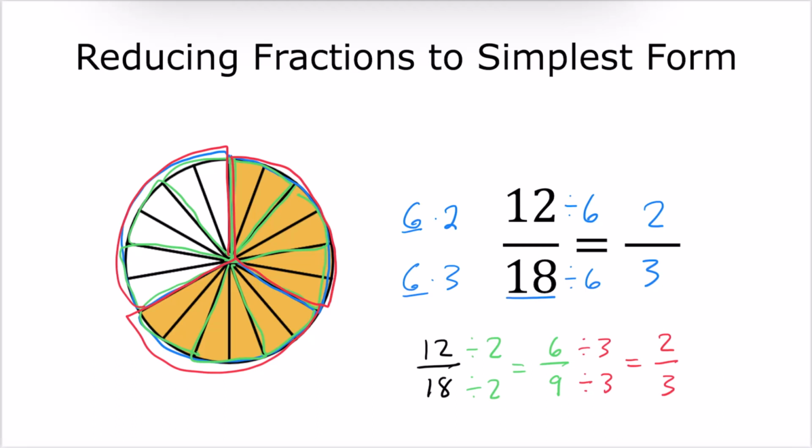So this fraction 2/3 is what we call the simplest form of the fraction 12/18. So there's an infinite number of fractions that are equal to 2/3, but 2/3 is the simplest form of all of those fractions. And the way that you know that it's in simplest form is if these two numbers are relatively prime, meaning that they don't have any factors in common besides the number 1.